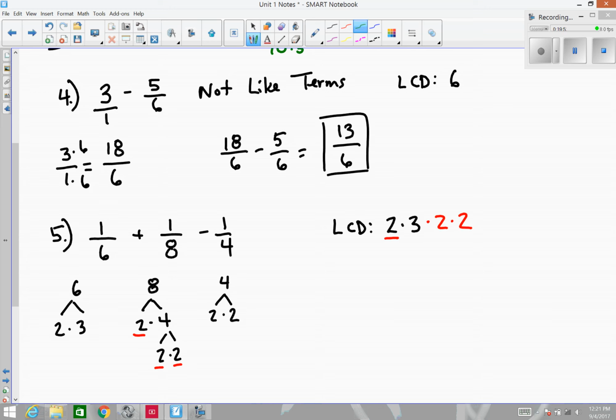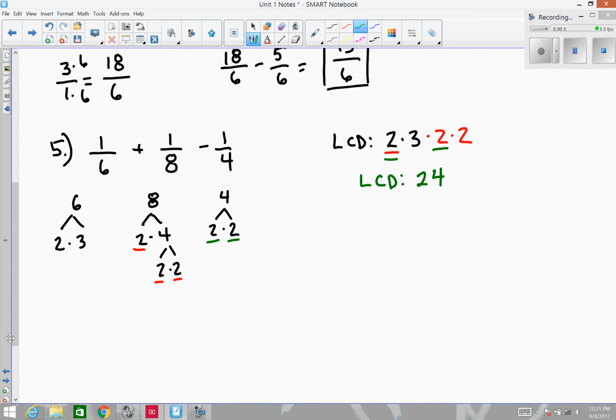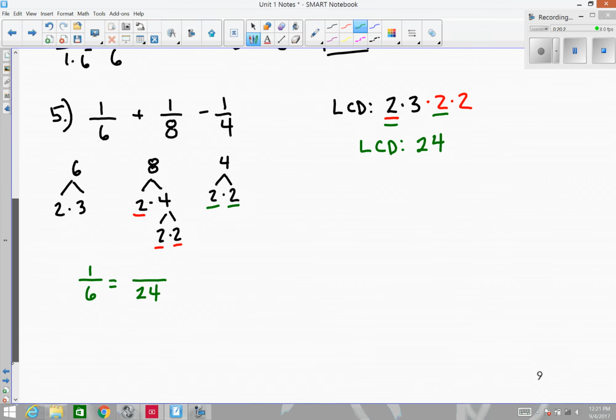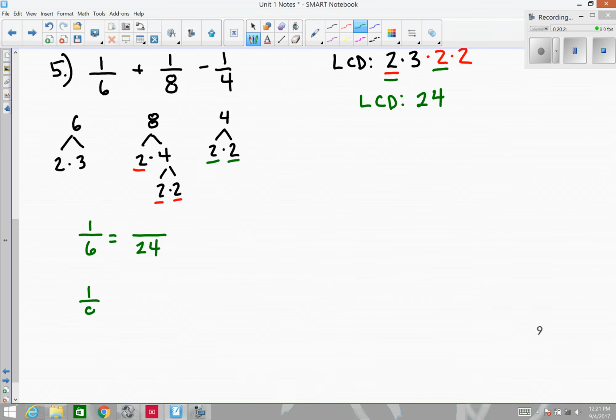And when I look at the 4, I need 2 2's. I have one here and another one here, so I have two. That's all I need for the 4. I can go ahead and multiply these out and get my least common denominator, 2 times 3 times 2 times 2. That would give me 24. So that's going to be my least common denominator. I'm going to rewrite each of these fractions so that they have an equivalent form, but with a denominator of 24.